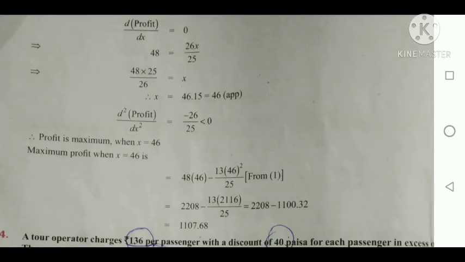If the value of d square p by d x square is less than 0, then it is a maximum. If it is greater than 0, then it is a minimum. Okay, that is the concept we have to follow in these questions.